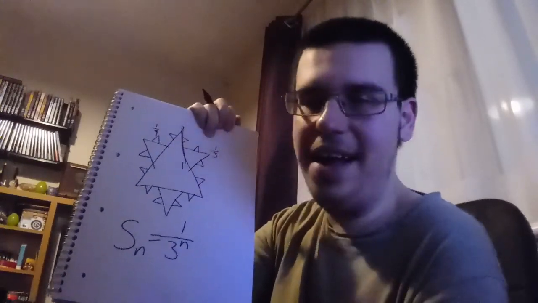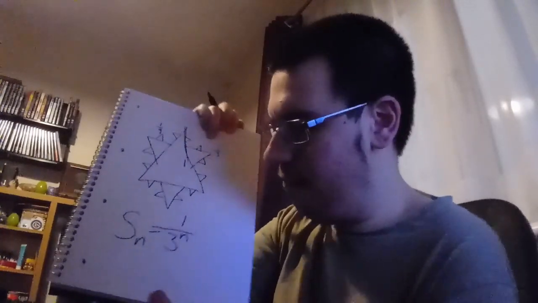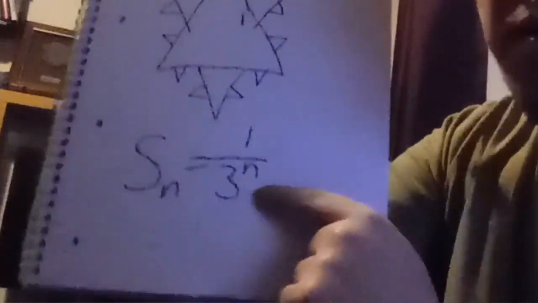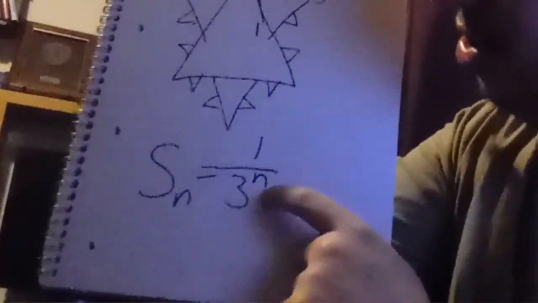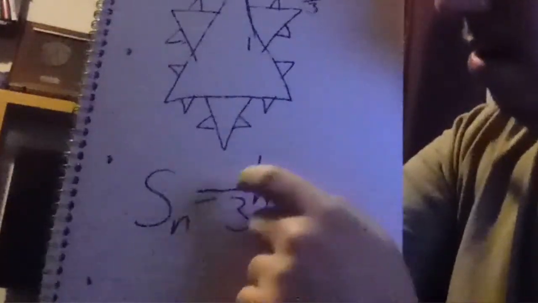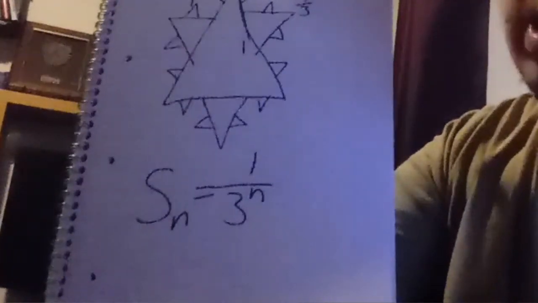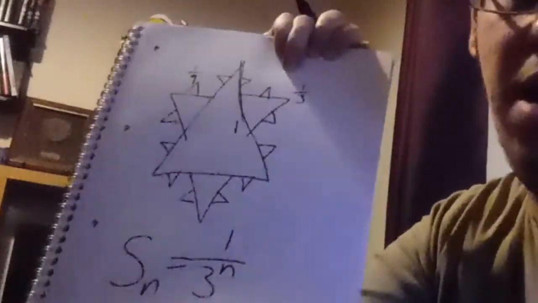So if n is equal to 0, then you have 1 over 3 to the power of 0, and anything to the power of 0 is equal to 1, except for 0. So you're basically dividing by 1. So 1 over 1, you're just left with 1. And that was the starting length of the big triangle, as we have already derived.